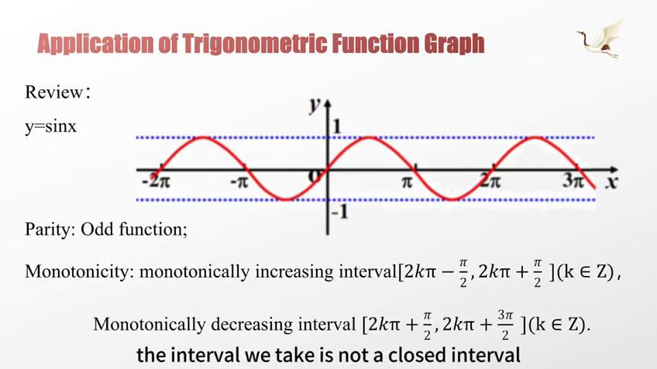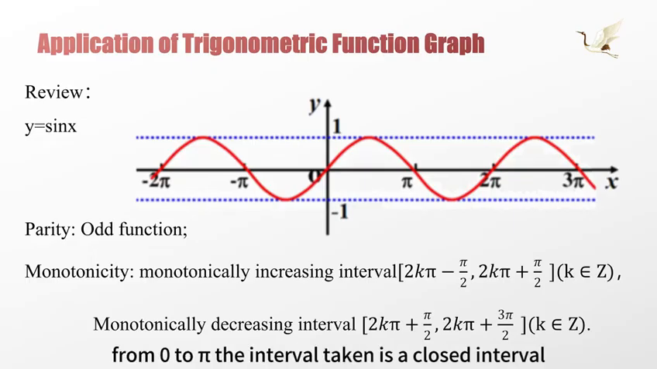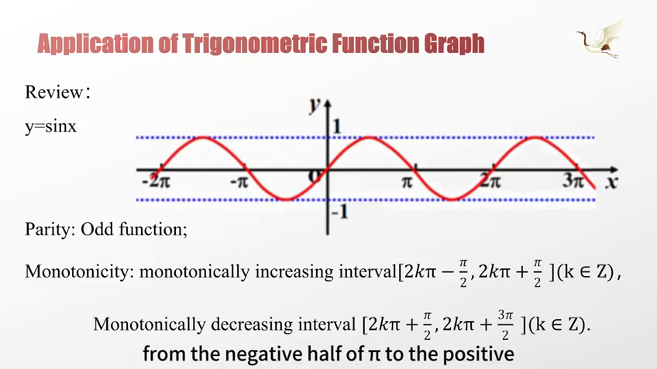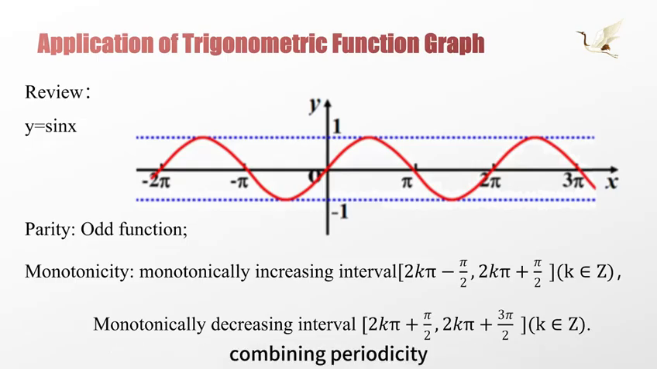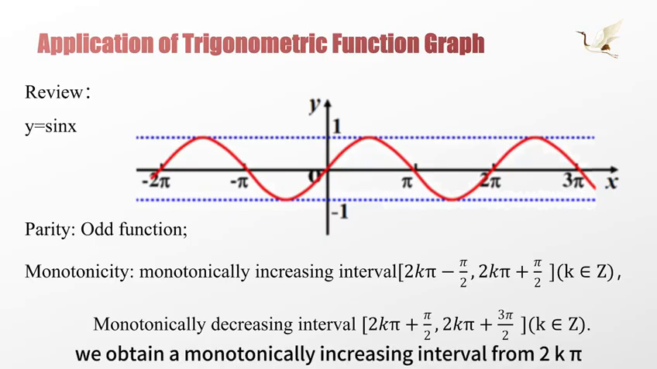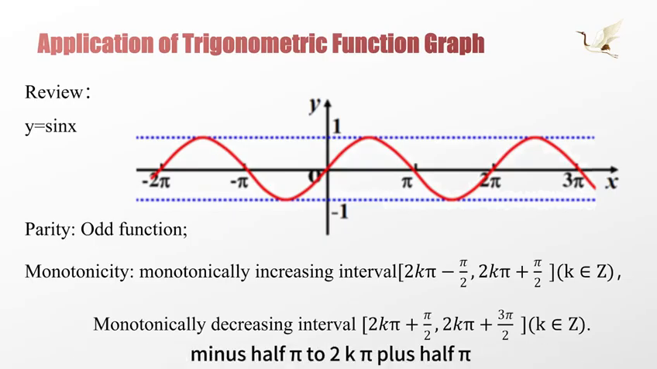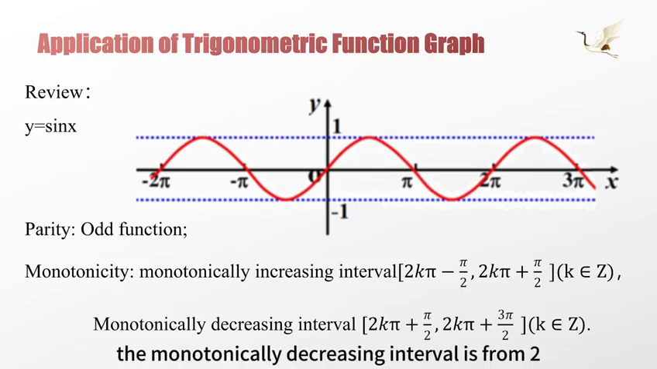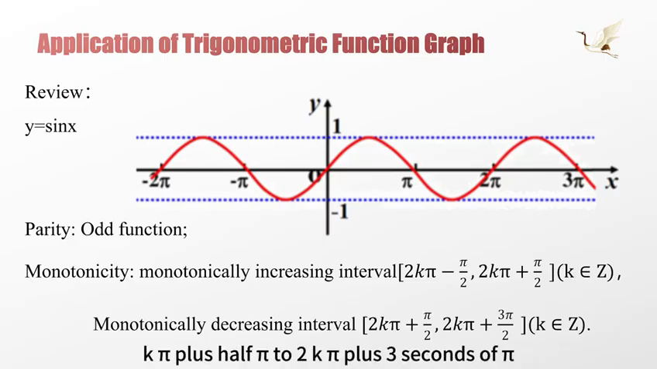When we study monotonicity, the interval we take is not the closed interval from 0 to 2π. The interval taken is the closed interval from -π/2 to 3π/2. Combining periodicity, we obtain a monotonically increasing interval from 2kπ - π/2 to 2kπ + π/2, where k belongs to Z. The monotonically decreasing interval is from 2kπ + π/2 to 2kπ + 3π/2, where k belongs to Z.